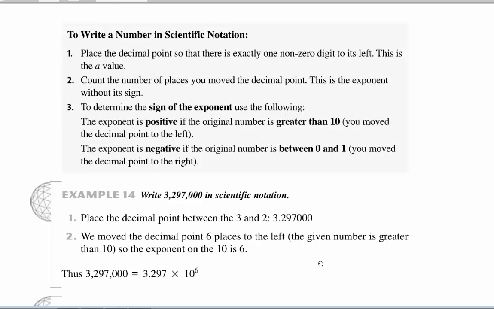Okay, it says to write numbers in scientific notation, place a decimal point so that there's exactly one non-zero digit to its left. This is value A. Count the number of places you move the decimal point. This is the exponent without its sign. And to determine the sign of the exponent, use the following.